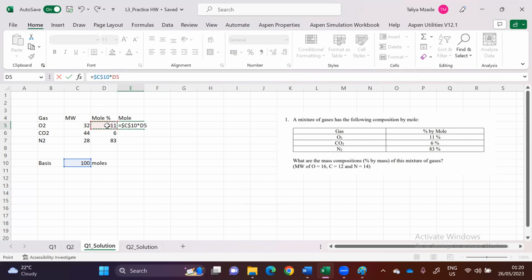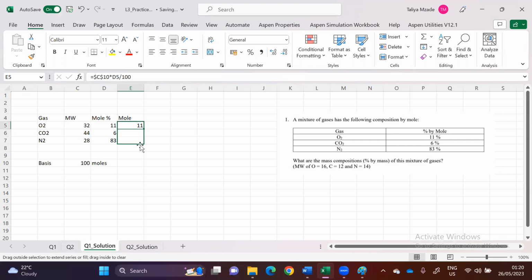Multiply by 11% percentage and over 100. Okay, why have I done it? Because it should be fractional conversion. So the oxygen is ready. It's correct, yes. 100 multiplied by 0.11 will be 11.